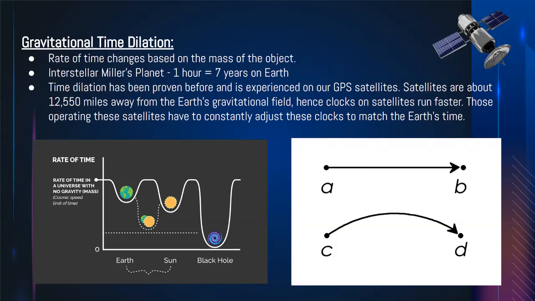And this has actually been proven. You can see the time dilation on our GPS satellites, which are about 12,550 miles away from the Earth's gravitational field and have clocks that run faster. Thus, people operating on Earth have to constantly adjust these clocks to match Earth's time. Let's move on to some bad physics in Interstellar.